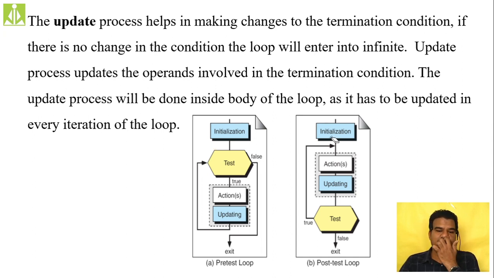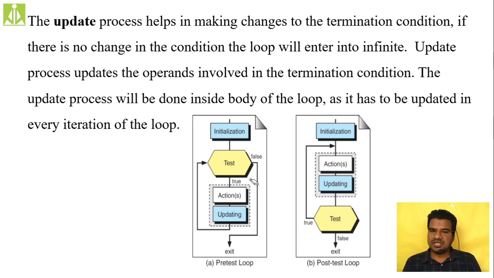Here also it is the same thing. First initialization, then actions, then updation, then testing the condition. If the condition is true, it will continue with the next iteration and do the same thing. It is a repetitive process. And how many times will this process be repeated? As long as your condition is true. Once the condition is false, it will exit. So with the help of these flow charts, you can understand the concept of pre-test and post-test loops.